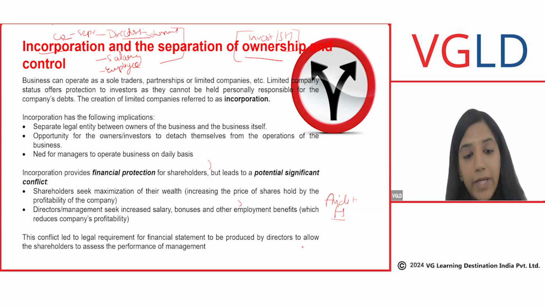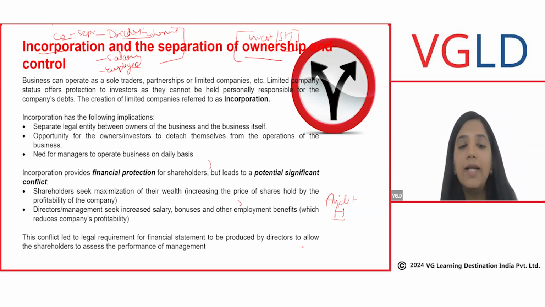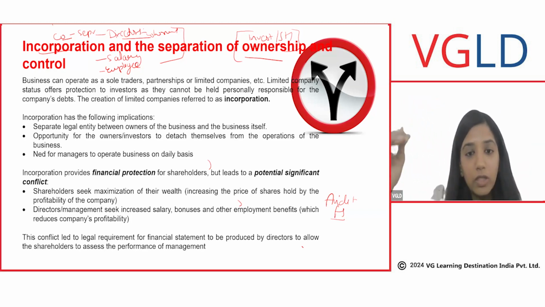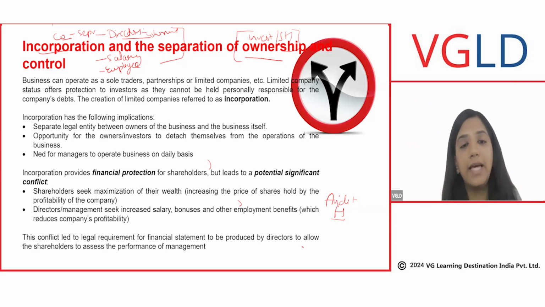Need for managers to operate the business on a daily basis. When you incorporate your company, you start hiring managers. These are the people who run your business on a day-to-day basis. So there is a structure. Once you've formed a company, one, there is an owner. Second, there is an investor who also tends to become an owner if that person is an equity shareholder. Now, say, for example, if I buy shares of Reliance, I will not go to the company on a daily basis, and I will not have any say when it comes to running their business on a day-to-day basis. That is the work of directors, that is the work of their management.